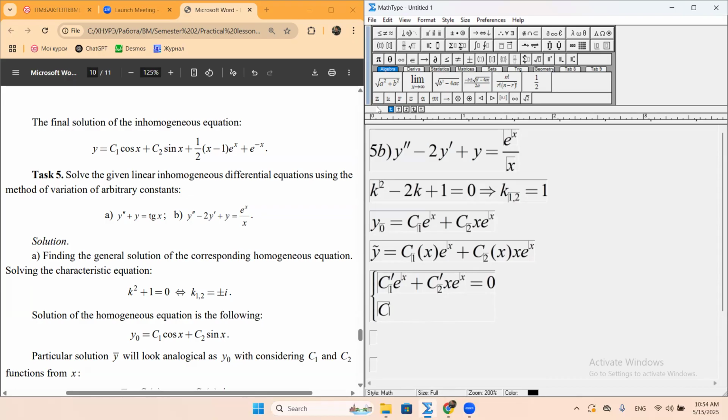So C1 prime e to the power of x plus C2 prime, x e to the power of x plus e to the power of x, equals this expression, e to the power of x over x.